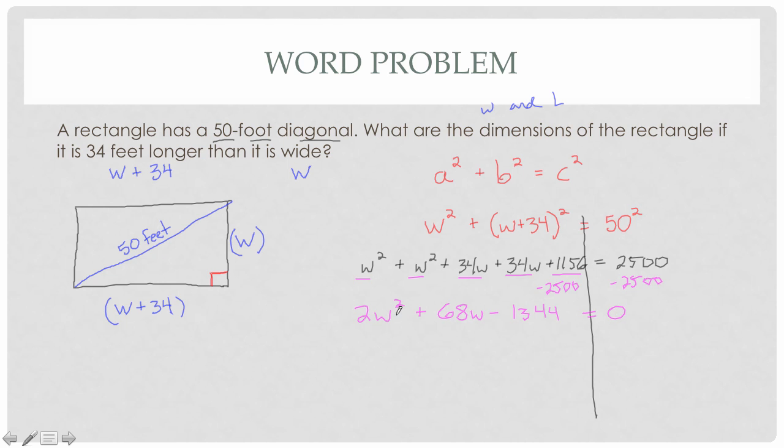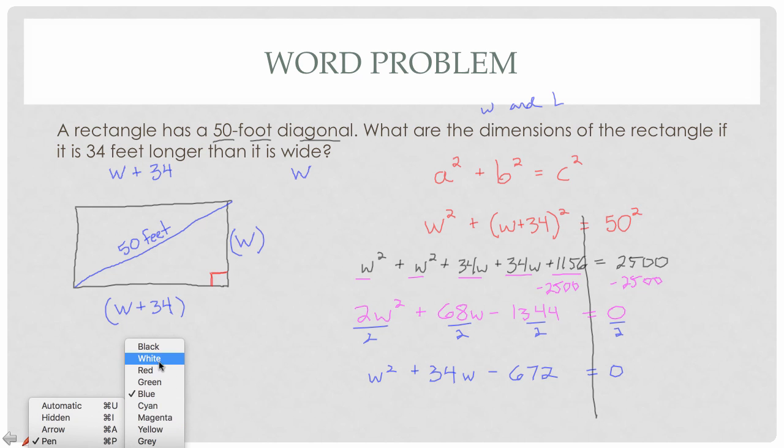Now I'm going to factor this. Already I notice I got a greatest common factor of 2. So I'm actually going to factor out the 2, but since it's equal to 0, I could even divide everything by 2. As long as I divide both sides by 2, I'm going to end up with W squared plus 34W minus, let's see, divided by 2, 672 equals 0. 0 divided by 2 is still 0.